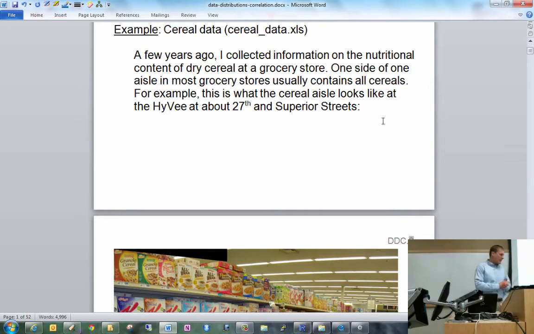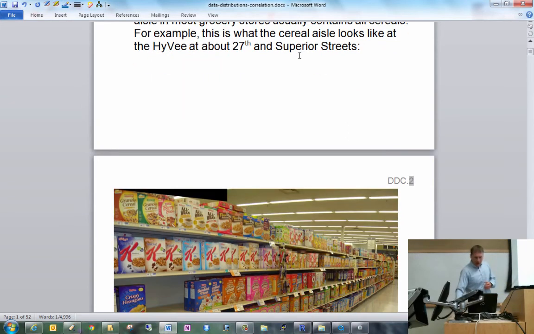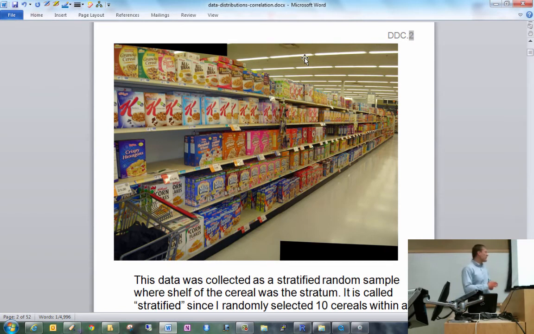Whenever I introduce an example, often you will see at the top here the name of the example, and then also you'll see some data files that are associated with the example, also some R files that are associated with the example as well. Okay, so whenever you go to a grocery store, you often see cereals arranged such as this. This is at my Hy-Vee at 27th and Superior. This is what the cereal aisle looks like there.